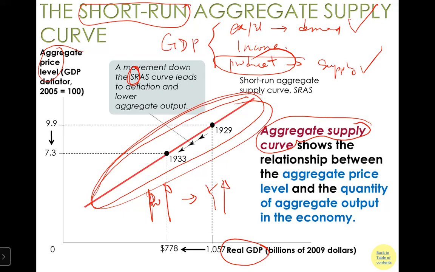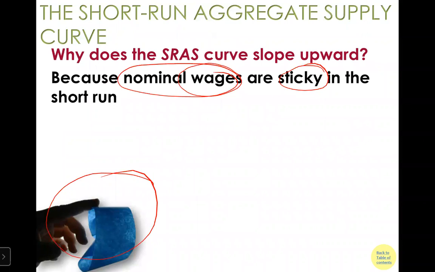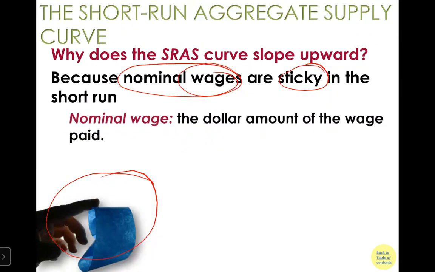For now, let's just focus on short run aggregate supply, and I'm going to explain why in the short run, a higher price leads to higher GDP. The answer comes from sticky wages, like this background picture shows something sticky. Here, what is sticky in our economy is the wage, and the nominal wage is sticky. So what is the nominal wage? The nominal wage is the dollar amount of the wage paid.